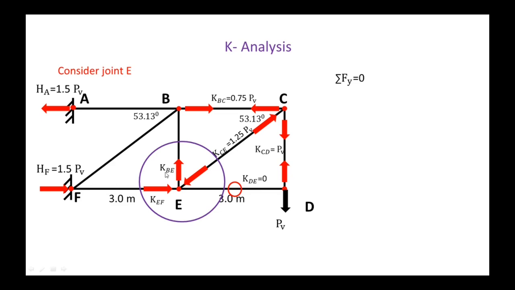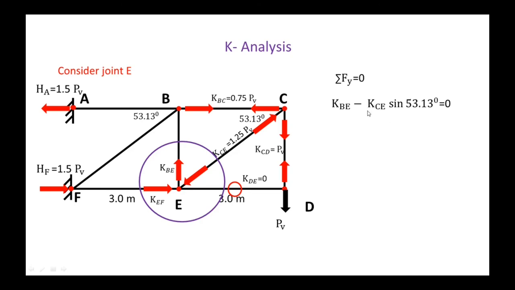Here we are assuming KBE in the vertical direction upward and KEF toward the joint. These are our assumed directions of the forces KBE and KEF. So now KBE is positive because we are considering vertical upward as positive. Resolve KCE vertically, so that becomes sine, because this angle is 53.13, the opposite angle, so here also it becomes 53.13. Resolved, this becomes downward, that is why it is minus KCE sine 53.13.